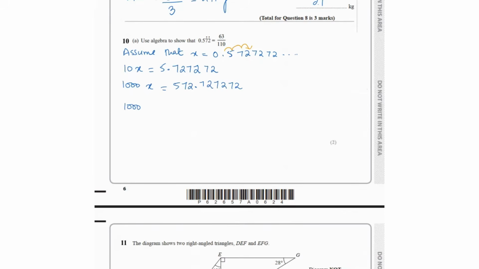So 1000x minus 10x on this side, and then 572.72 recurring minus 5.72 recurring. That's 990x. And over here we have 572 minus 5, which is 567. Make x the subject. 567 divided by 990. This is showing 63 and 110, which means this was divided by 9. So 567 divided by 9 is 63, and 990 divided by 9 is 110. So that gives you the answer. So just 2-3 steps and you get your marks.